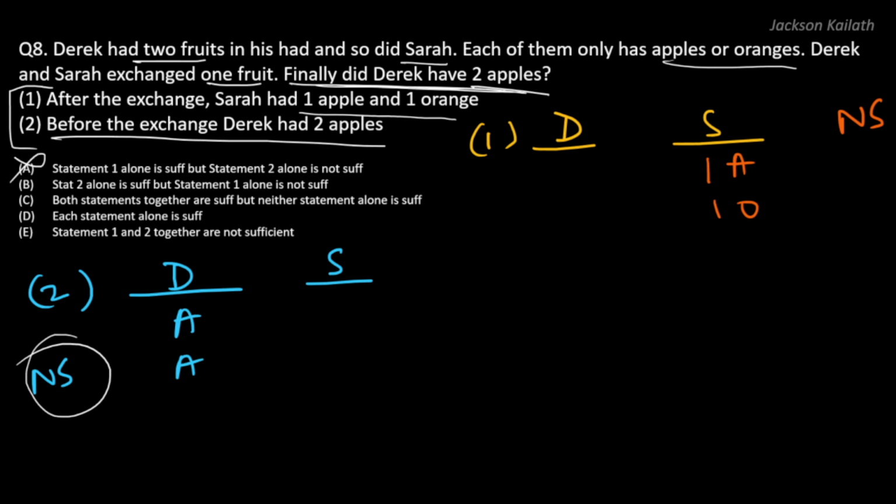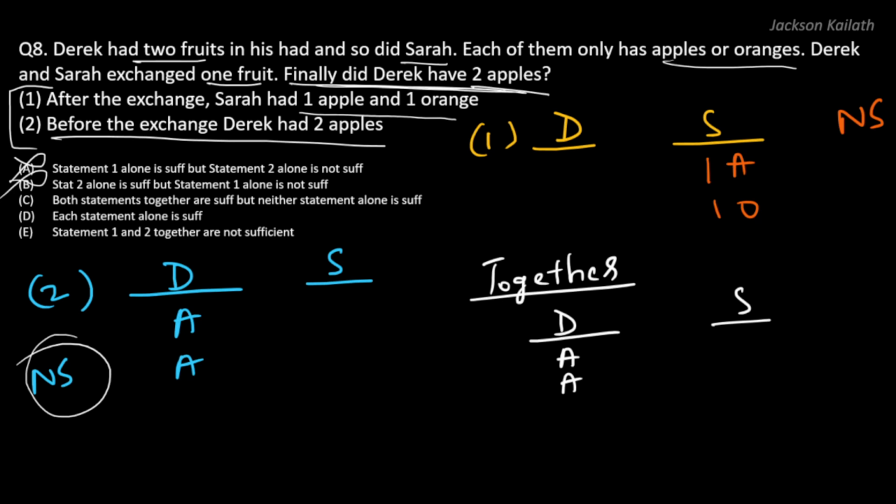So statement 2 alone is not sufficient. Statement 1 alone is not sufficient. Now let's try to combine these two pieces of information. So we know that initially Derek had two apples and then the exchange happened and the final state was Sarah had one apple and one orange.